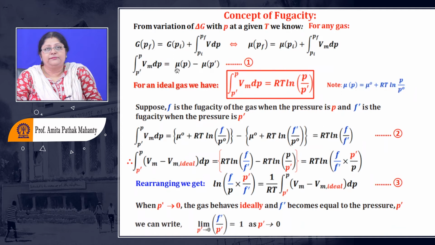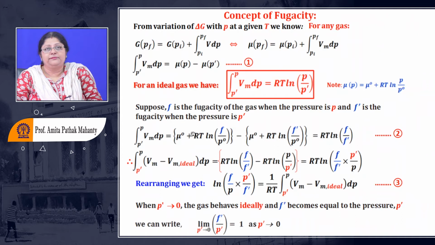Right? This will correspond to RT ln P by P naught minus RT ln P prime by P naught. And if I rewrite, I can write that down as RT ln P by P prime, right? The mu naughts will get cancelled. Now suppose F is the fugacity of the gas when the pressure is P, and F prime is the fugacity of the gas when the pressure is P prime. Then I rewrite this expression.